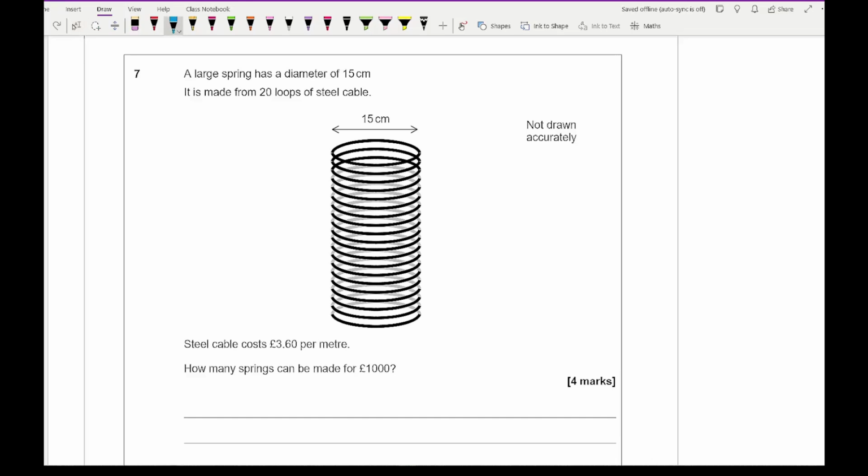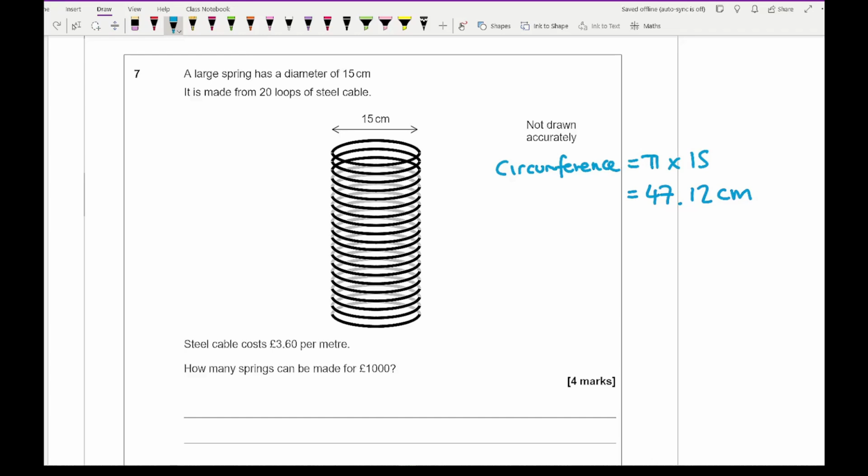So first of all, let's work out the circumference of the hoop. So the circumference is going to be pi times 15, which is 15 pi, and 15 pi is 47.12, and that's going to be in centimeters. Now we then need to work out what the cost of one hoop is going to be.